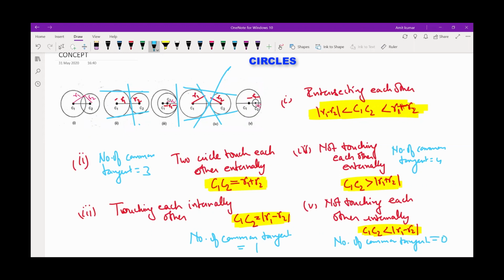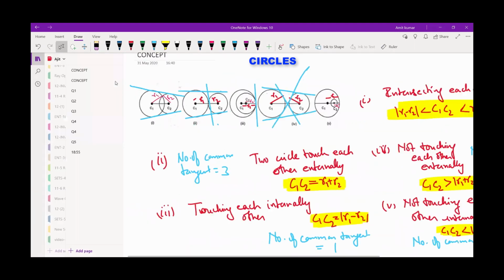But in the first case, when two circles are intersecting each other, we get 2 common tangents. So in this case, the number of common tangents is equal to 2. So what types of questions we can get from this part are these.